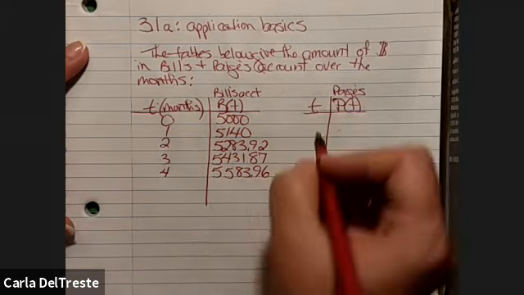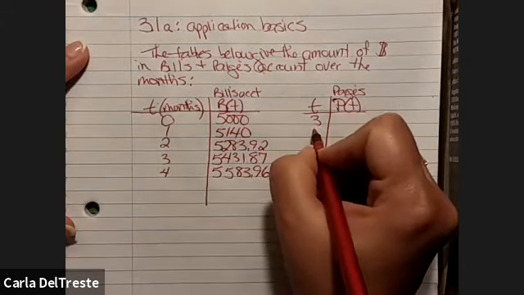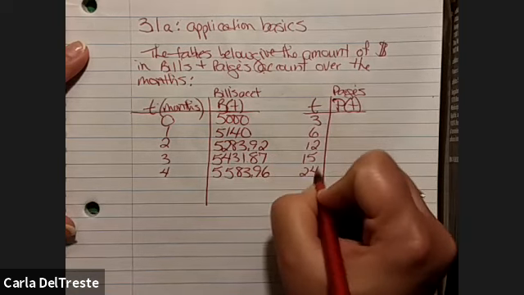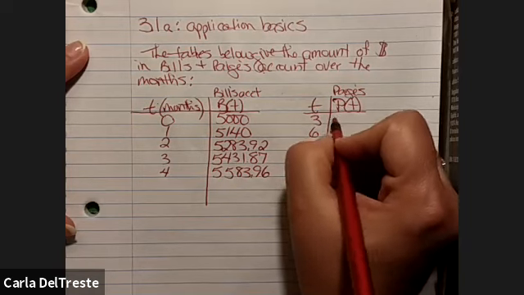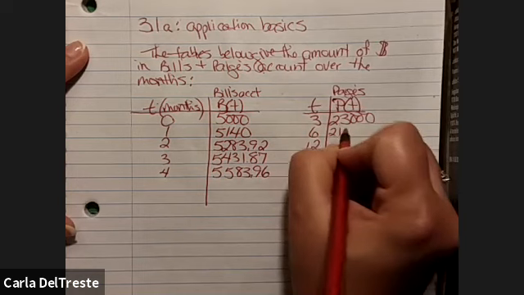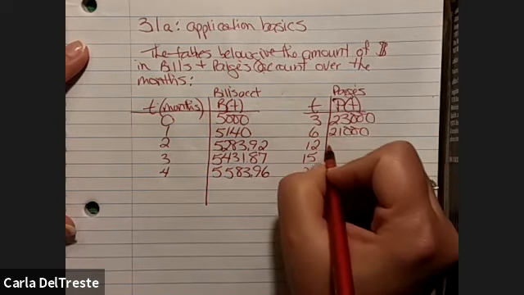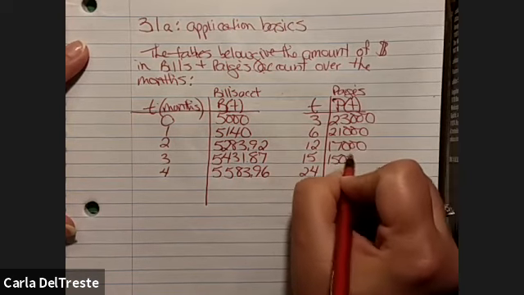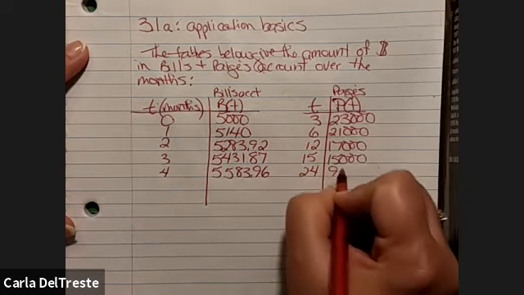Paige's account. And we have 3, 6, 12, 15, 24. And we have 23,000, 21,000, 17,000, 15,000, and 9,000.